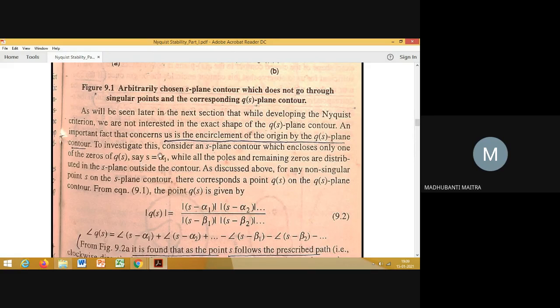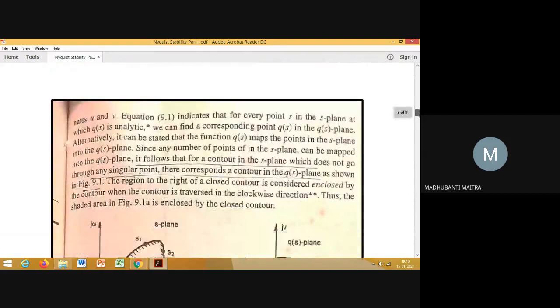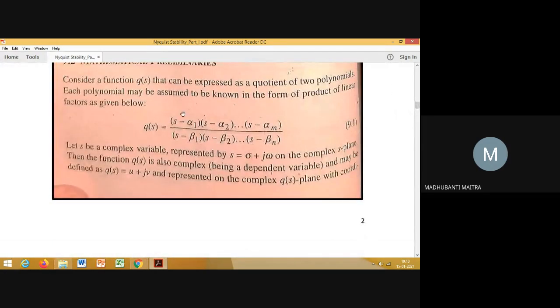First of all, let's assume that one zero of QS is being enclosed by this S-plane contour. From this expression, it's clear that alpha 1, alpha 2, alpha m are the zeros of QS, and beta 1, beta 2, beta n are the poles of QS. QS is any arbitrary function of S, not the characteristic equation, but any function expressed in this form will have poles and zeros associated with it. At alpha 1, alpha 2, etc., the value of QS will be 0, hence all these are the zeros of QS. And at beta 1, beta 2, beta n, the value of QS will be infinite, and hence these are the poles of QS. Is it clear?